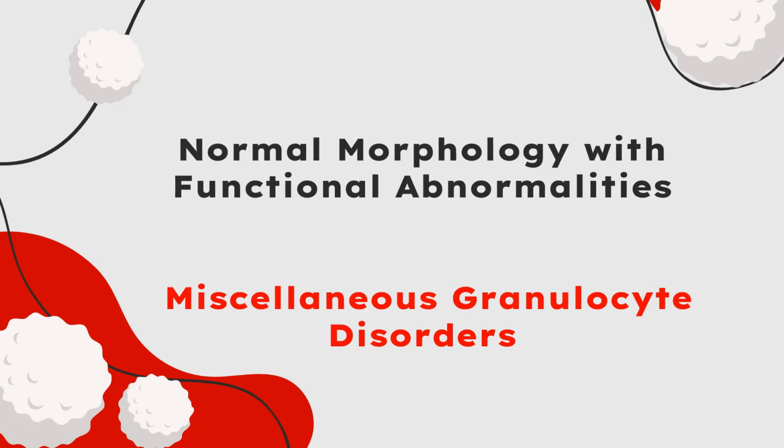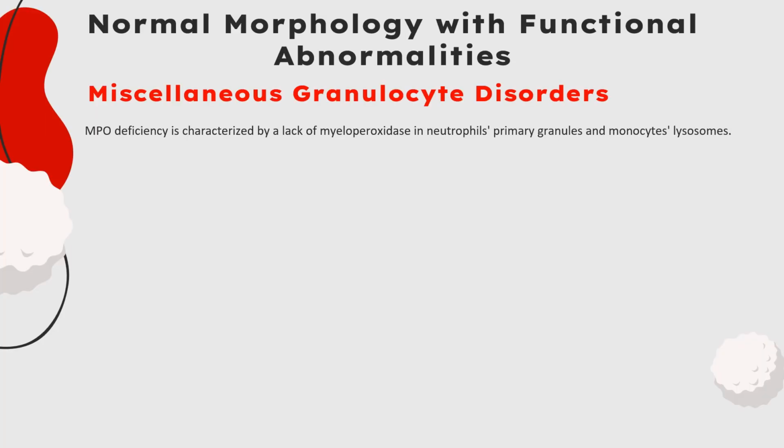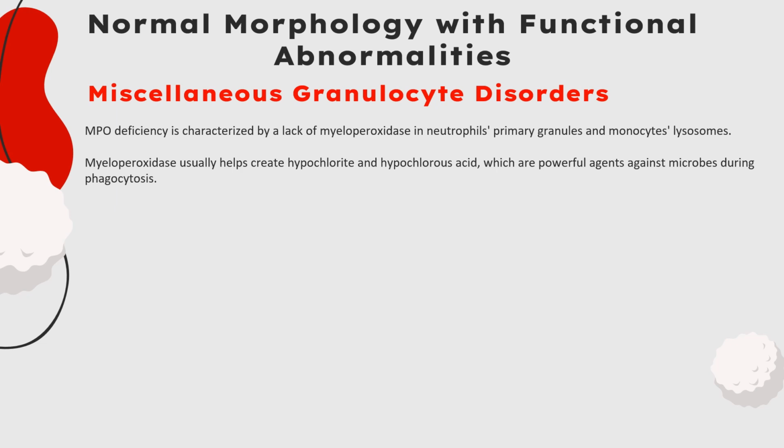Now, let's explore some intriguing miscellaneous granulocyte disorders. Myeloperoxidase, MPO, deficiency is a unique condition characterized by the absence of a key enzyme in neutrophils and monocytes. MPO helps produce hypochlorite and hypochlorous acid, a potent defense against microbes during phagocytosis.